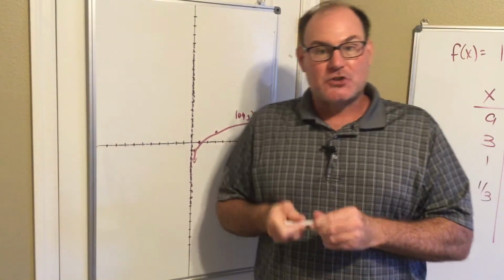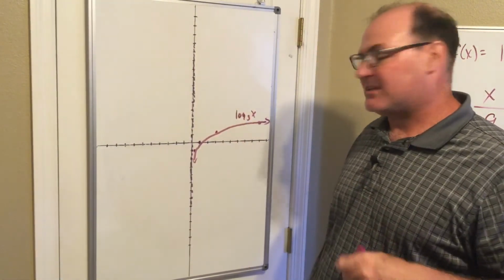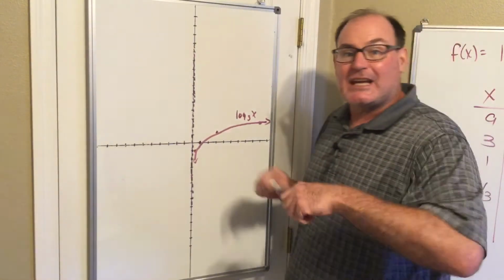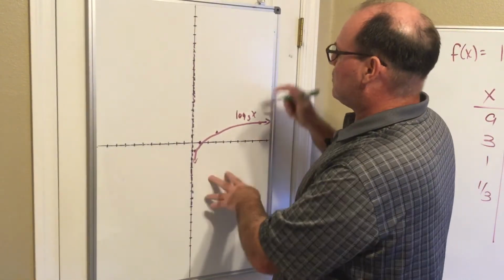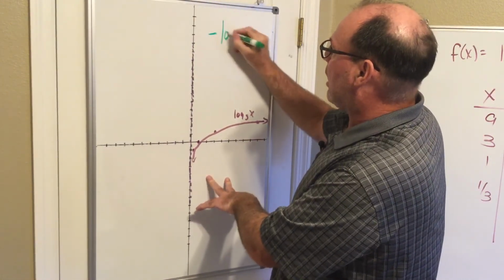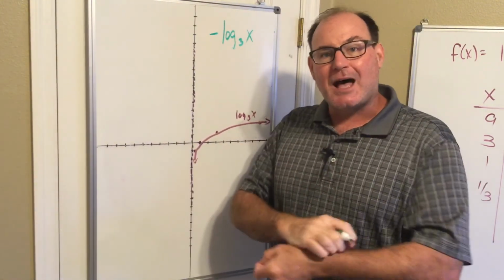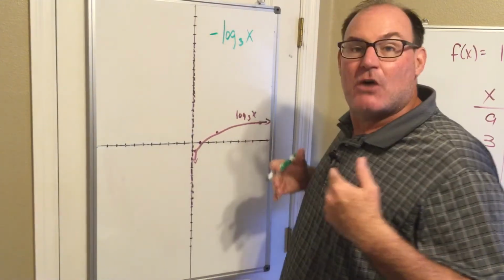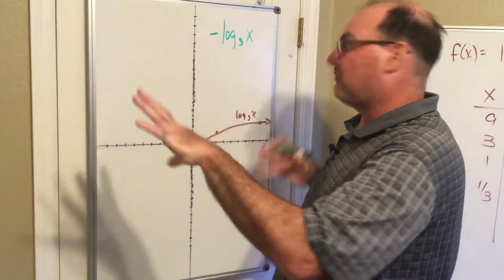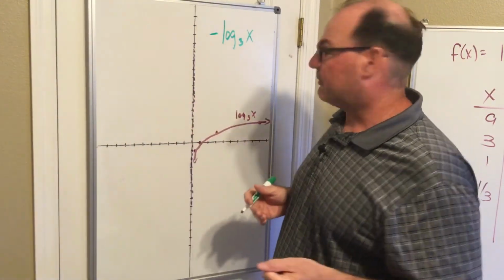We are going to do another transformation. So that purple graph is log base 3 of x. In green, what we're going to do is graph negative log base 3 of x. So push pause on your video and remind yourself, what does the negative, when it's out in front of the function, do to the graph?